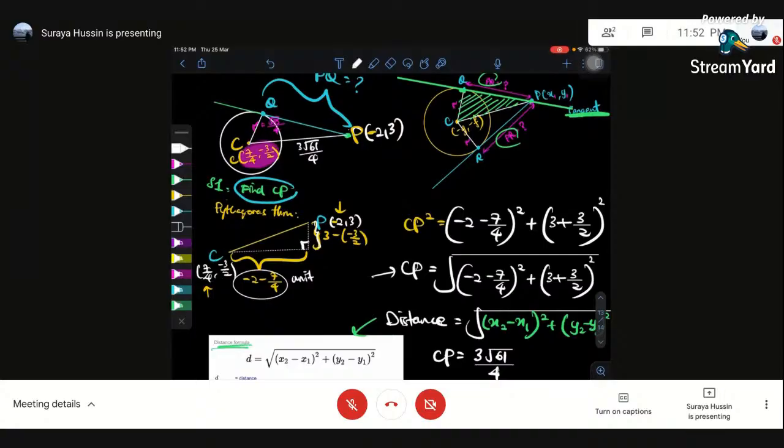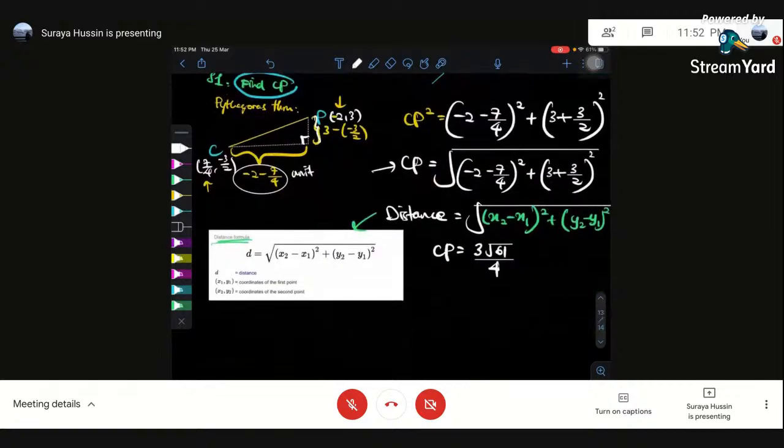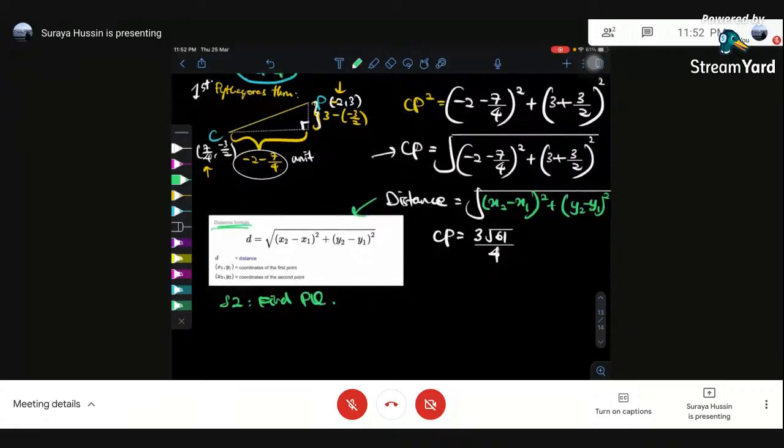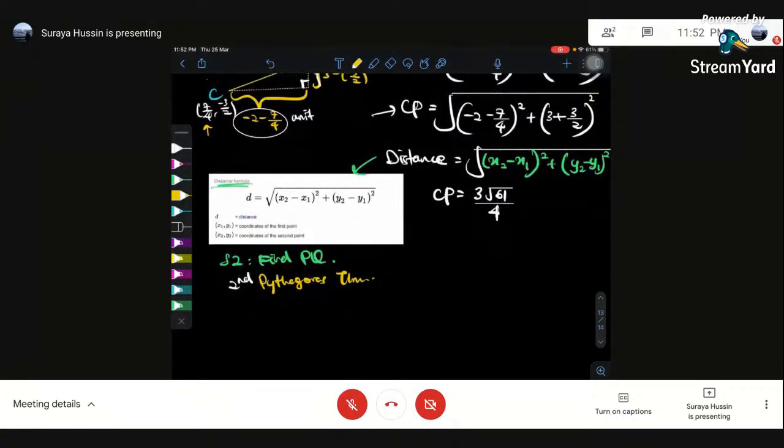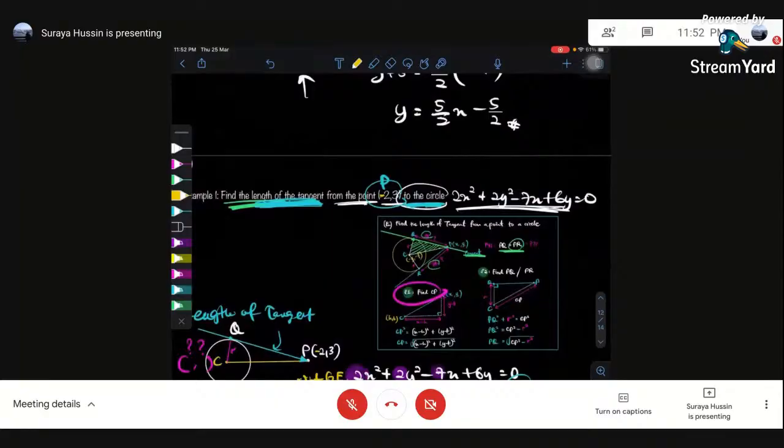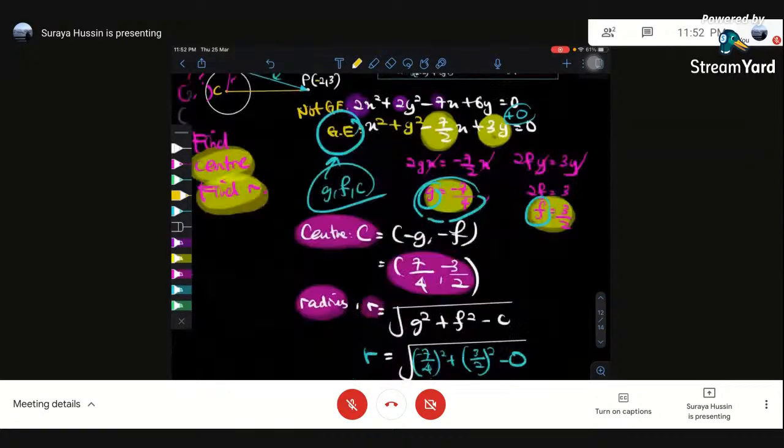Janganlah risau. Yang ini juga adalah Pythagoras theorem. Jadi pakailah Pythagoras theorem kali kedua. This is the first Pythagoras theorem. So step 2, find PQ. So second Pythagoras theorem. Second, kali kedua pakai teknik Pythagoras theorem. Saying that, lukis lagi sekali, refer Miss punya ni, PQ tu dan R.